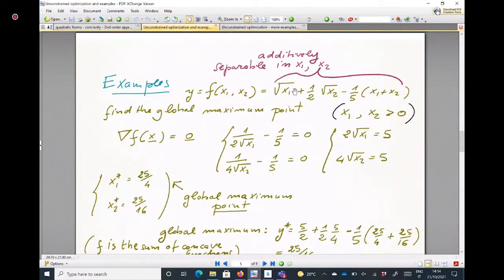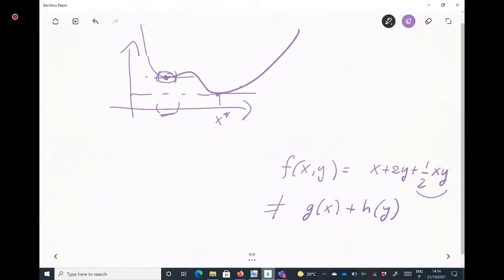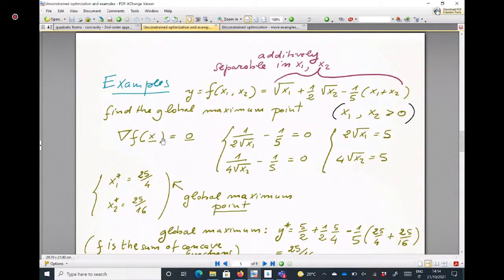Very clear. The first derivative with respect to x1 will not depend on x2, and the first derivative with respect to x2 will not depend on x1. While in this case, if you compute the derivative with respect to one variable, this depends also on the other variable, okay? In principle. So there is a cross dependence between the variables also in the derivatives, which is not the case here. You will see in a moment from the gradient.